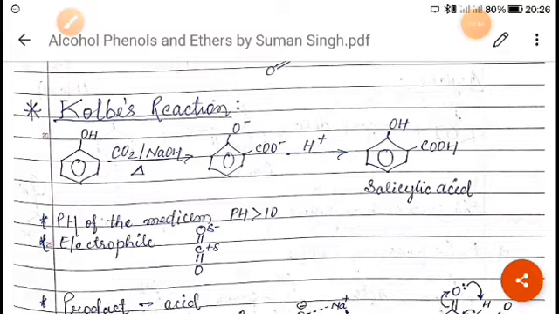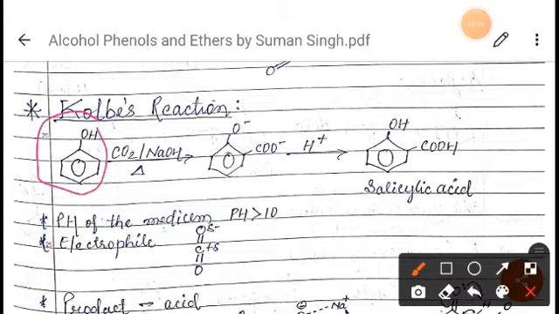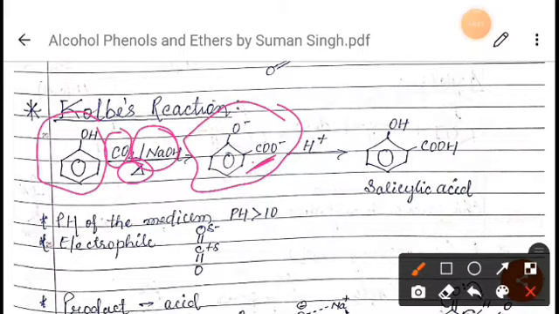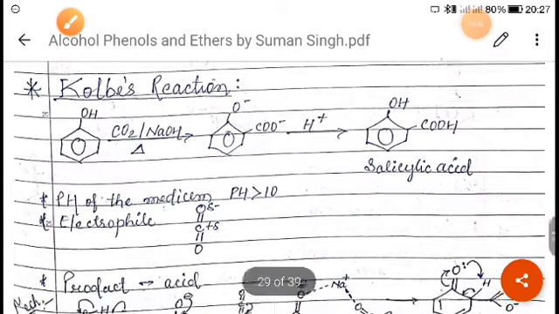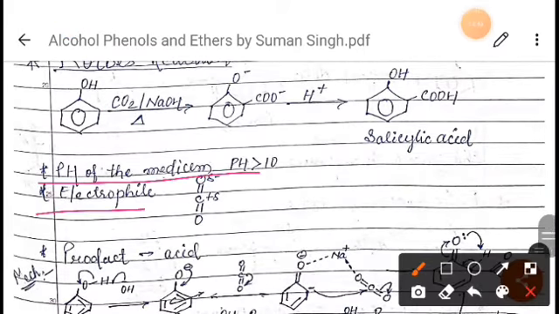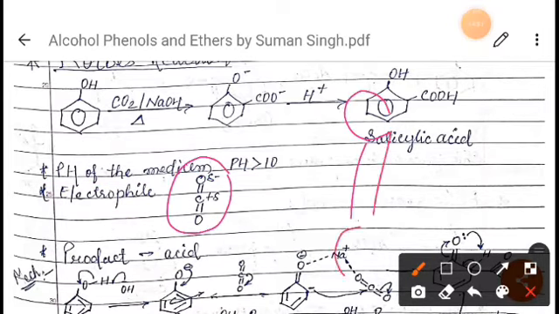This type of reaction is called Kolbe's reaction. So we will see what is happening here. Here we have taken phenol in the presence of CO2 and NaOH. When we heat this, we will get this. After that, in the presence of H positive, we will get salicylic acid, right? Here always remember there are 2 very important points. Here the electrophile is this, O double bond C double bond O, here it is negative, here it is positive.